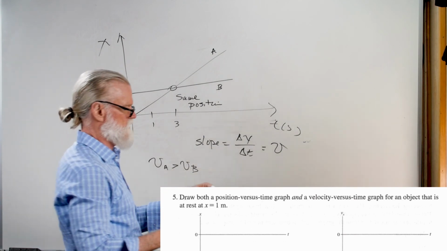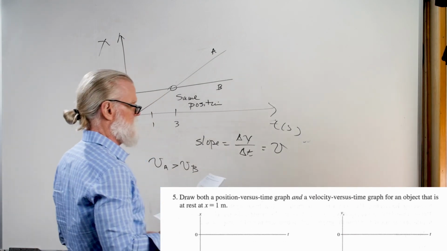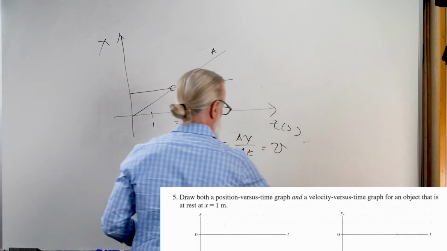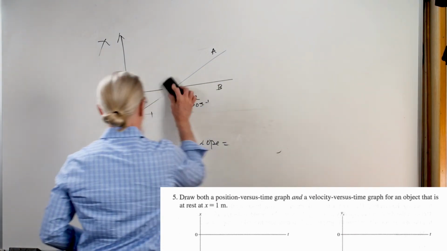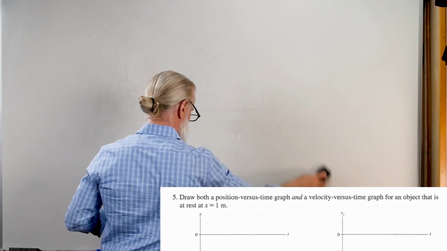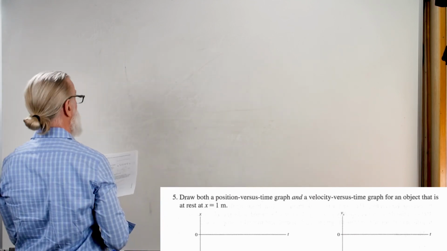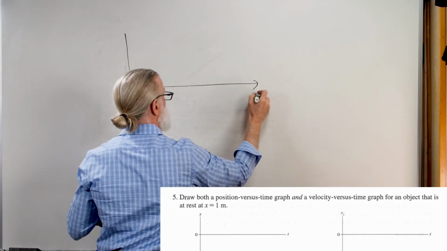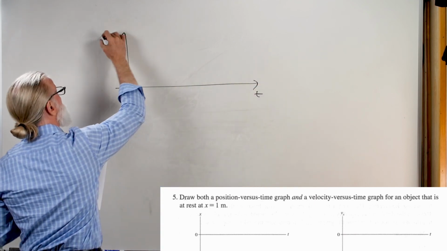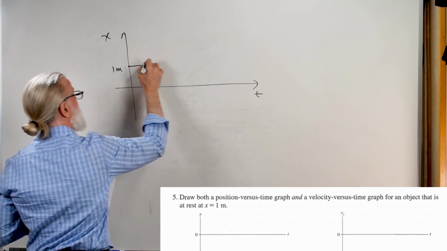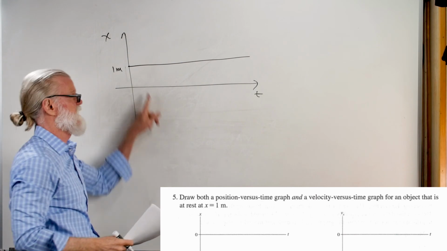Draw a position versus time graph and velocity versus time graph for an object that is at rest at 1 meter. All right. So we got an object that's just sitting at 1 meter. What's the position versus time graph look like? Well, it's always at 1 meter. So I bet it looks something like this. Here's X. Here's 1 meter. That's what it looks like. It's always there.